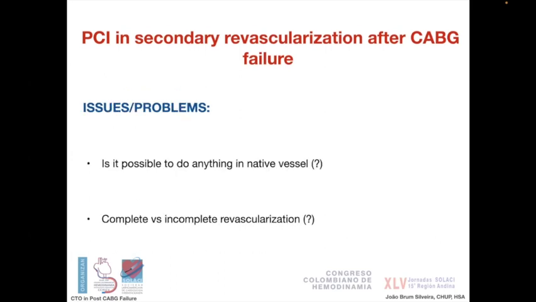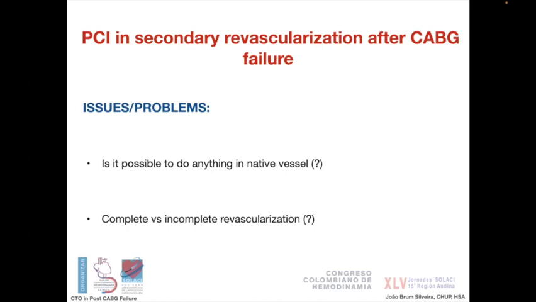But what is the problem I face when the patient has a CTO and has failed CABG? The first question that I ask my colleagues, the young interventional cardiologists and also the clinical cardiologists, is whether it is possible to do anything in this vessel, because, as everyone knows, we don't have very good results in PCI in the grafts.